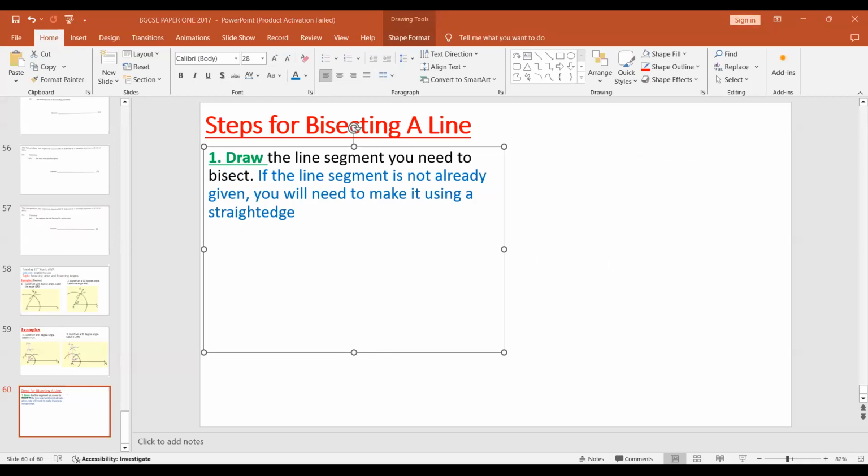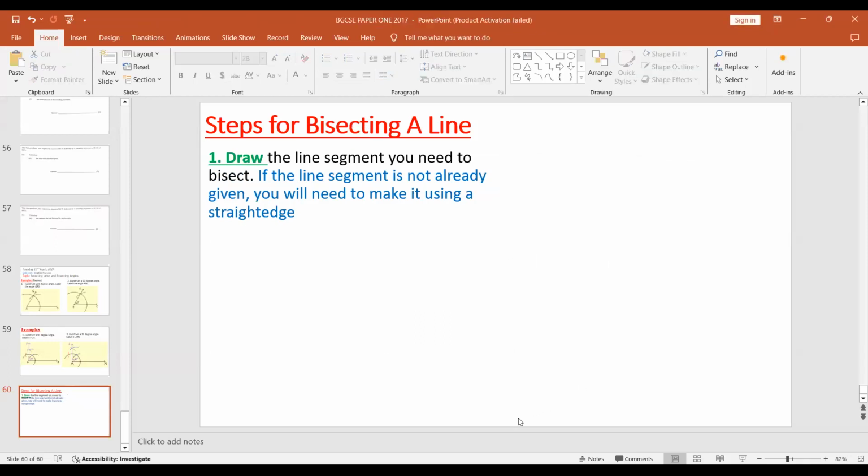Kmar, are you there? Yeah, sir. Go ahead and read the first step. Draw the line segment you need to bisect. If the line segment is not already given, you will need to make it using a straight edge. Very good.